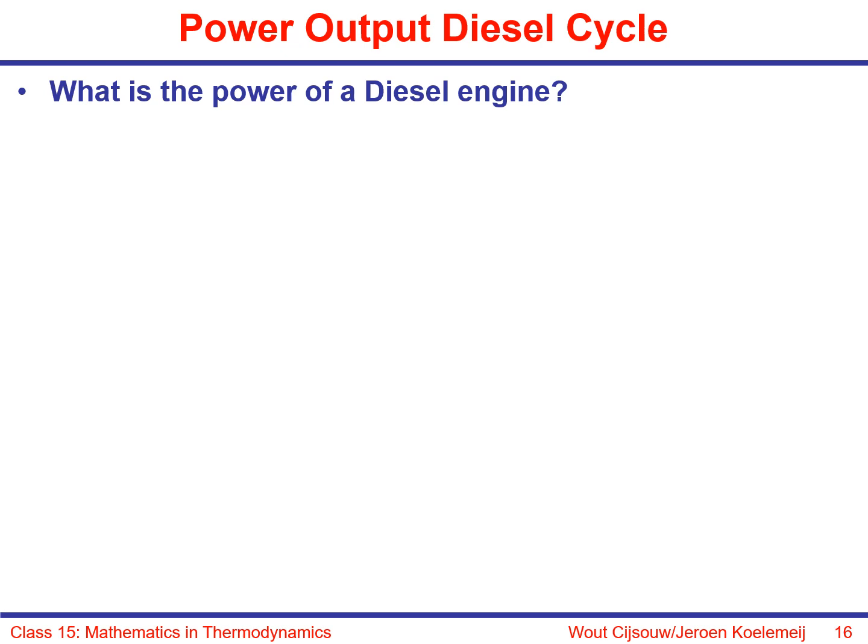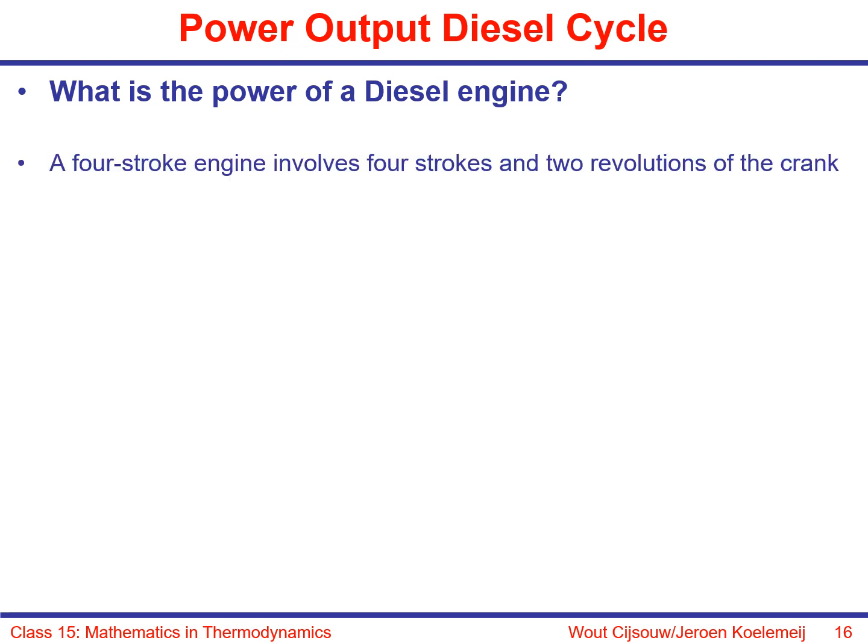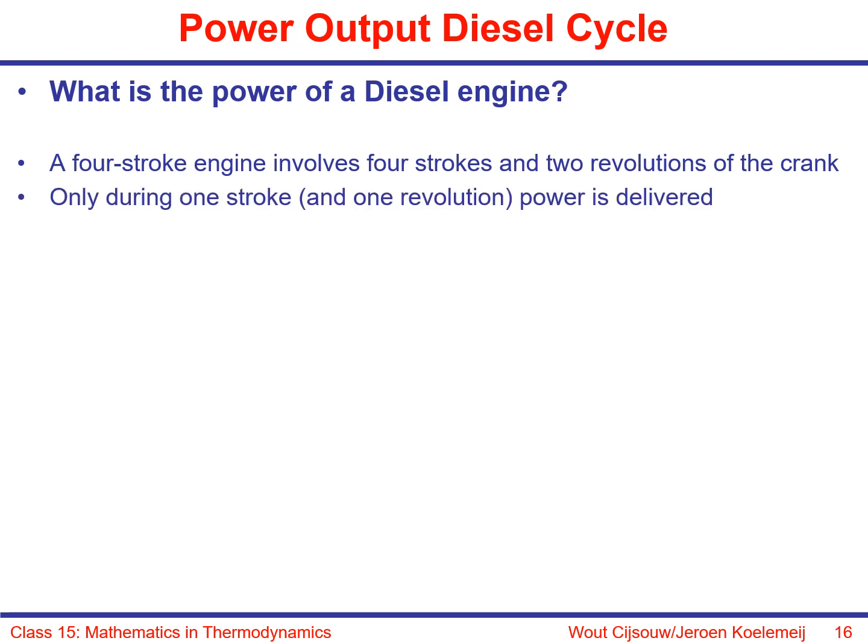And a diesel engine, like a four-stroke Otto engine, is a four-stroke engine. So we need to take a few more steps before we can compute the power output and things like the efficiency. A four-stroke engine involves four strokes, and during these four strokes there are actually two revolutions of the crankshaft, but only during one stroke, so only during one revolution, power or work is actually delivered.